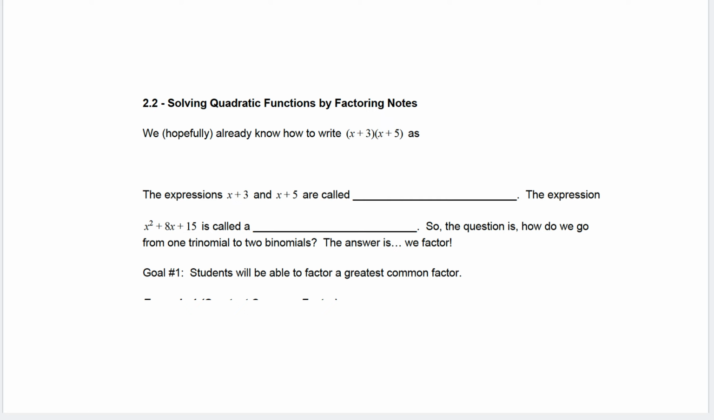Good morning. Today let's talk about solving quadratic functions by factoring. Hopefully, before we begin this class, we already know how to expand this part, right? x plus 3 times x plus 5.